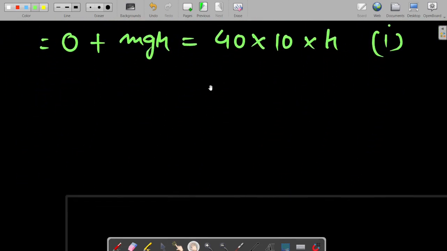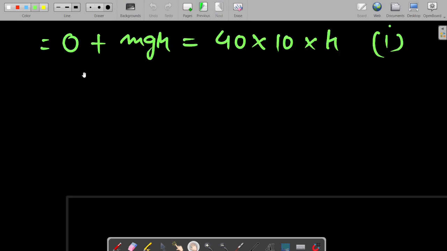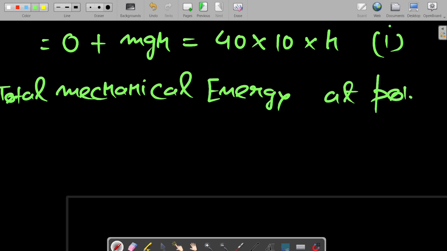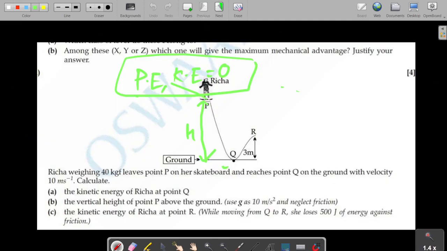Now we will calculate the total mechanical energy at point Q. Total mechanical energy at point Q is equal to kinetic energy at point Q plus potential energy at point Q. So here, if you see the figure, at point Q, potential energy is 0 because height h is 0, and the particle has some kinetic energy at point Q. We have already calculated this kinetic energy.